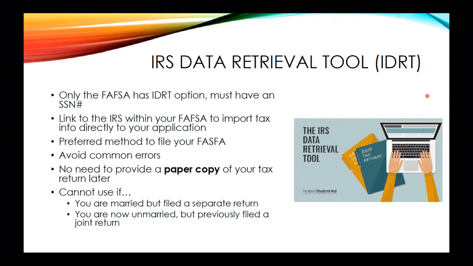It's on the FAFSA through the IDRT, but certain people cannot use this tool. If you're married, but you filed a separate tax return, you won't be able to use the tool. Or if you're now unmarried, but you previously filed a joint tax return, you also won't be able to use this tool. The reason is that it's not going to pull in the correct parent information, right? It's either going to pull in two incomes when it should be one, or it's only going to pull in one income when really you have to report two.